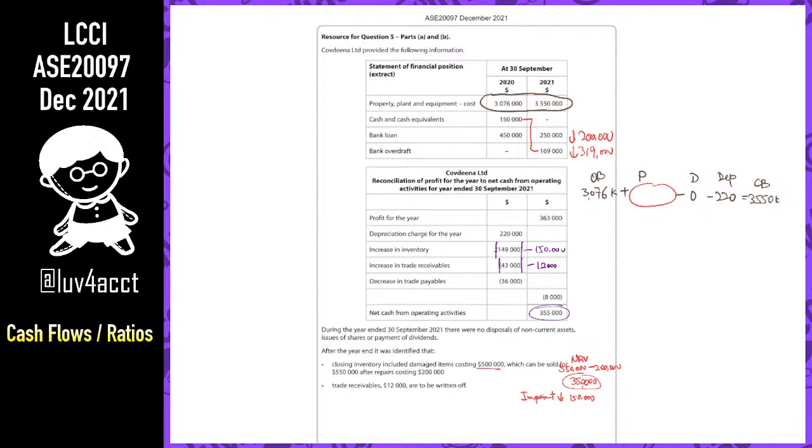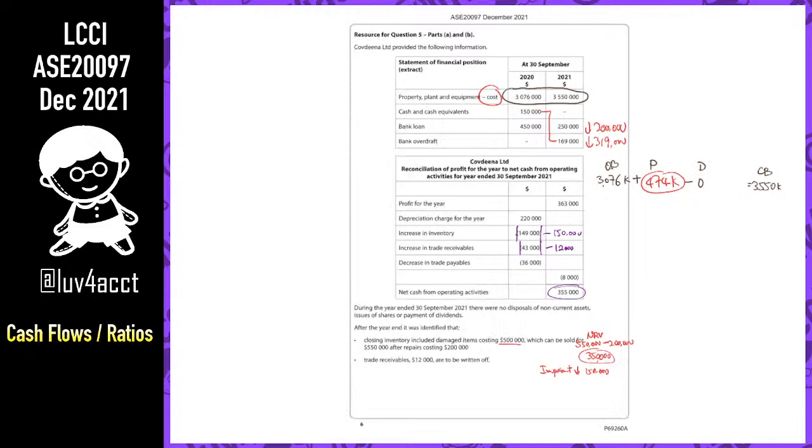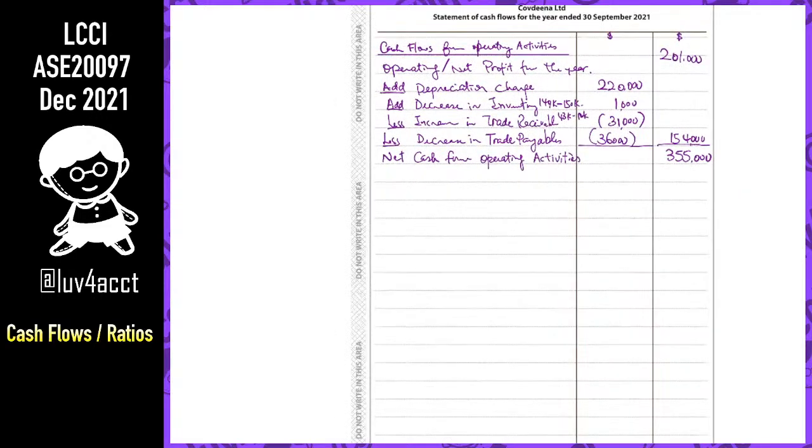Oh, okay. Here, we have to be careful. You look at this, this is not talking about the carrying value. It is about cost. If it is just the cost, then depreciation is not here. So opening balance, add purchases, minus disposal, there is none, then we have closing balance. So here the difference, 3550 minus 3076, 474,000. So investing activities.